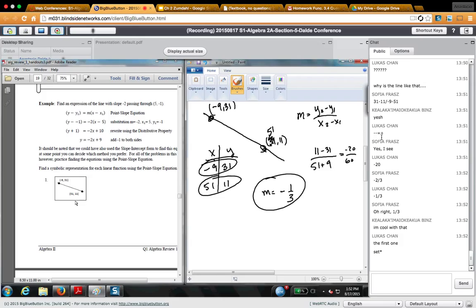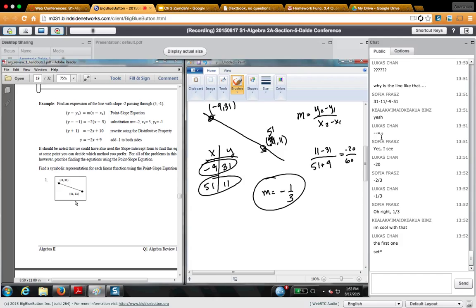So which point do I want to choose? I just need one point that exists on the line. Well, both of them do. I could choose either one. In fact, what I like doing is choosing one of them, and then plugging my answer in on the other one to see if I did it right. That would be my check point.